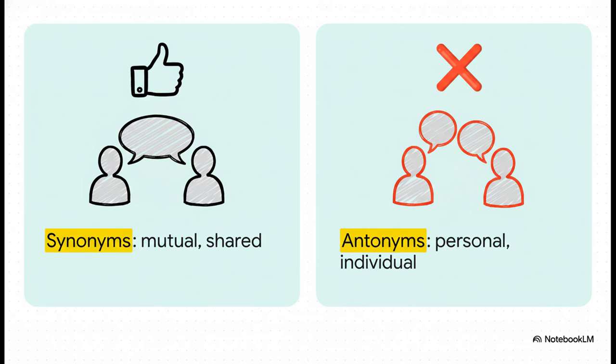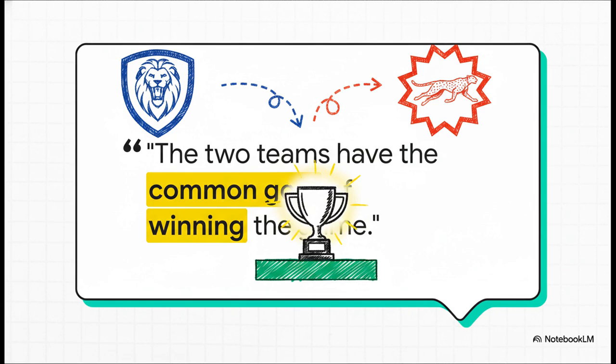What's really interesting is how looking at the antonyms here makes the meaning so much clearer. When something is common, it's the exact opposite of being personal or individual. That contrast really drives home that this meaning is all about connecting with other people. This is a perfect example. Yeah, the teams are opponents, right? But they share one single thing, that mutual desire to win. That goal is the common ground they're both standing on. It's a beautiful illustration of a shared mutual idea.